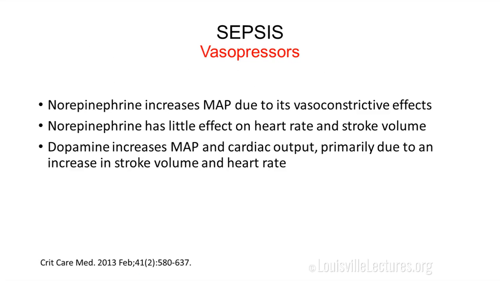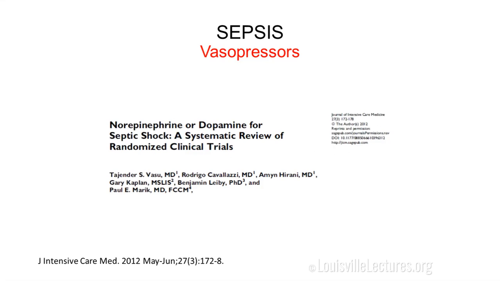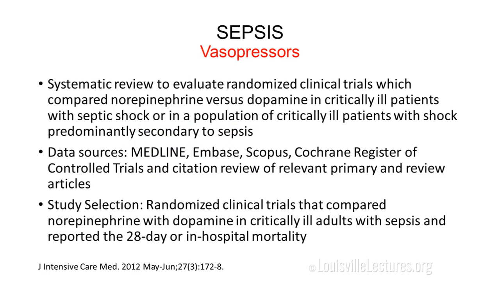So norepinephrine, Levophed, increases mean arterial pressure due to vasoconstrictive effects. It has little effect on heart rate and stroke volume. On the other hand, dopamine increases the mean arterial pressure and cardiac output primarily by an increase in the stroke volume and heart rate. So the question is, which one should we use in patients with septic shock, dopamine or norepinephrine? This was a systematic review that I participated in, where we looked into studies that had compared norepinephrine versus dopamine in critically ill patients with septic shock, or in a population that had predominantly sepsis as a cause of shock.